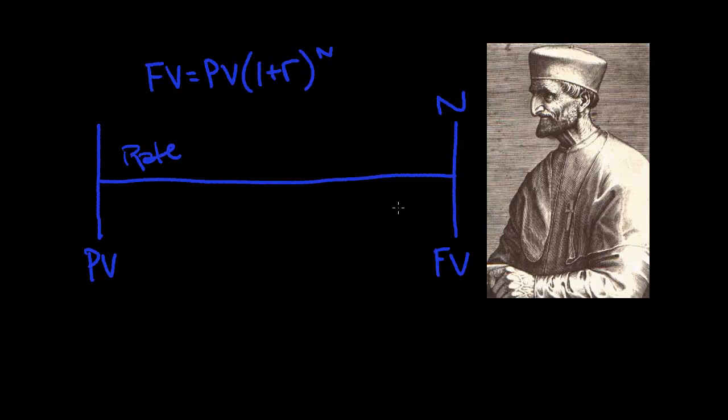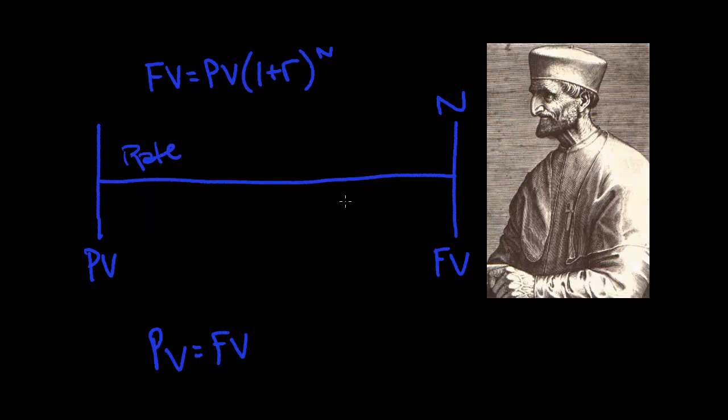We can do the opposite, or find the present value, by using that rate. Up here I call the rate compounding. Down here I'm going to call it discounting. So here I can find the PV if I have an FV. All I need again is the rate and the N.